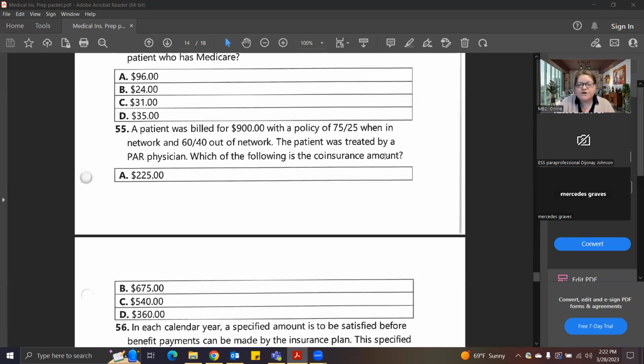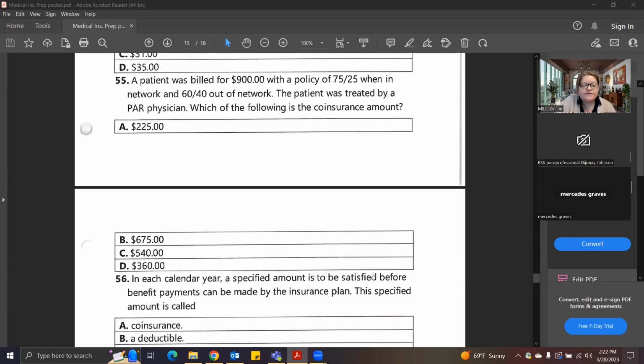Which of the following is the coinsurance amount? I'm guessing they want it for the patient. So 25% of $900. And I would have to break it out. Just 900 divided by 4 is what that would break down to. 225. Correct. 225. I'm not great at math either. Don't worry. I would use a calculator.